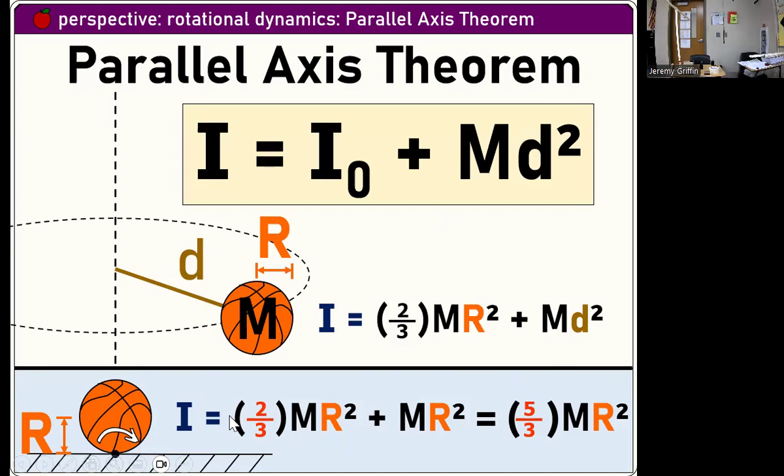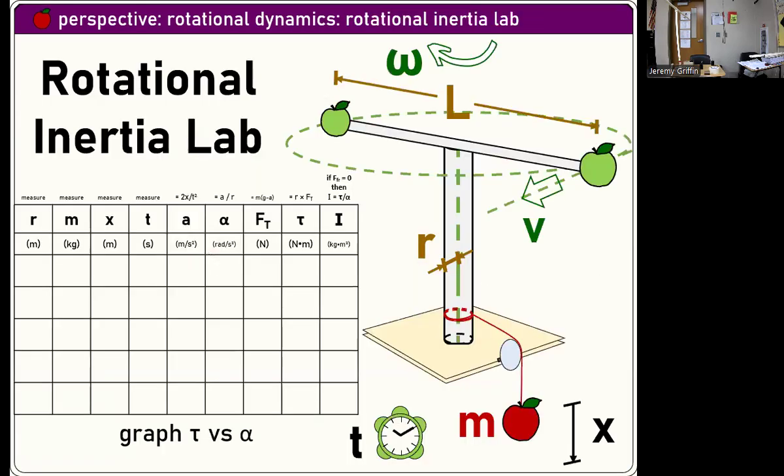Same thing if the basketball was rolling towards you and you brought it to a stop: how much effective inertia would you feel? It'd be 5/3 mr squared. So this is resistance to change in motion. How difficult is it to get it in motion, and once it's in motion, how difficult is it to bring it to a stop? We're talking about rotational inertia. You guys good so far?